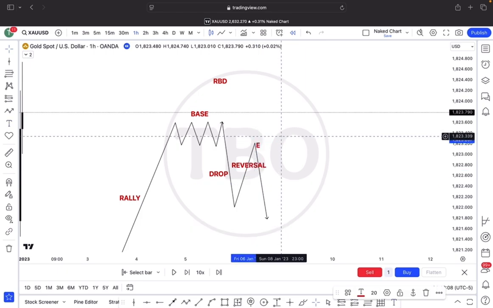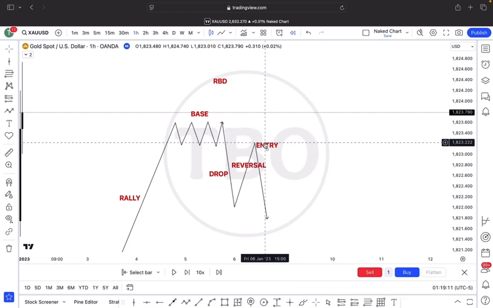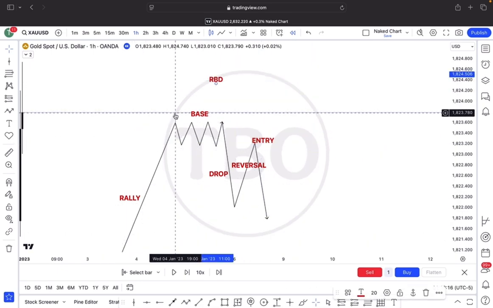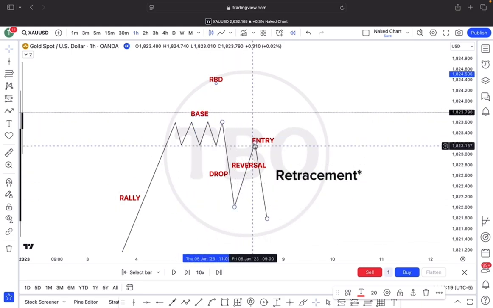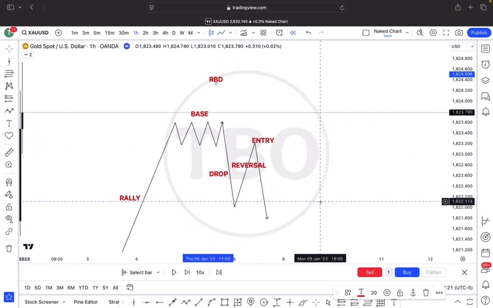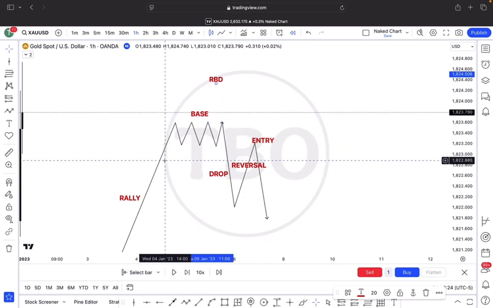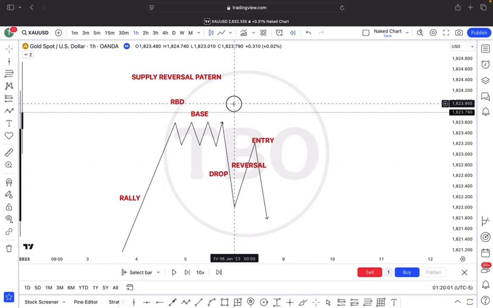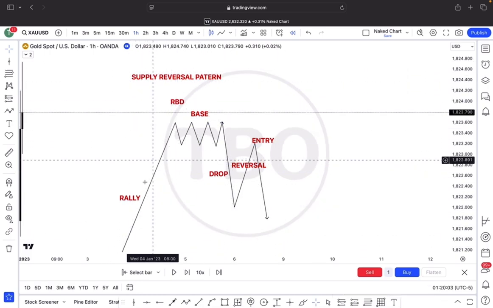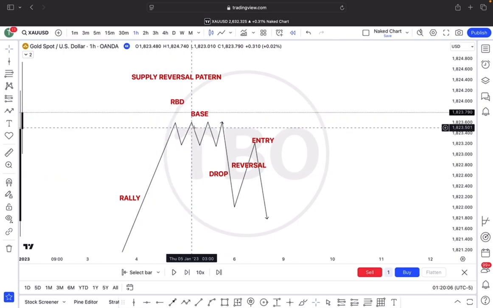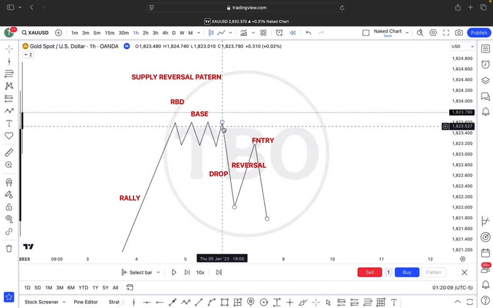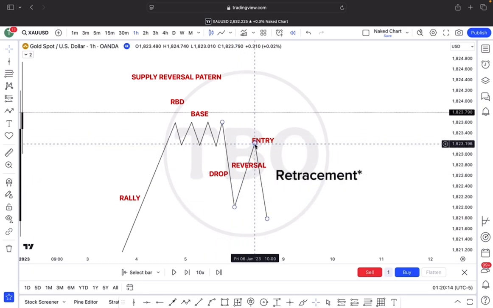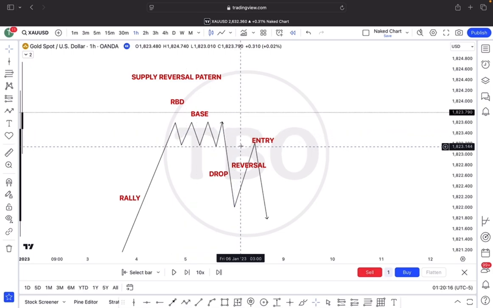Here, you will look for an entry, right? And this is the abbreviation. So rally, base, drop, reversal, entry, right? So this pattern that we're looking at is known as the supply reversal. So this is a supply reversal pattern, right? So first we're gonna have a rally, then we're gonna have a base, then after the base we're looking for a drop from the base, and then a reversal. Then once we get a reversal, you can look for your entry in the base.